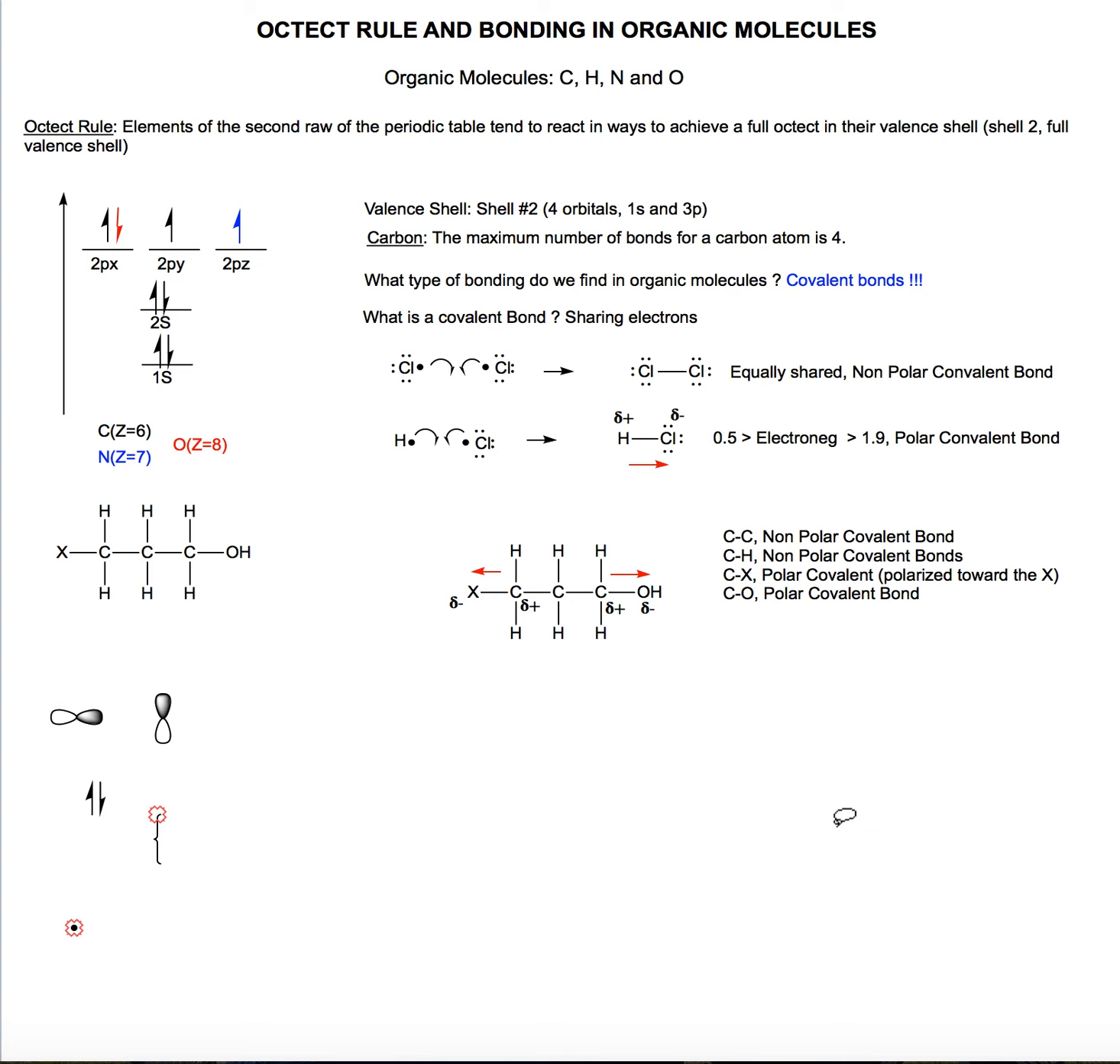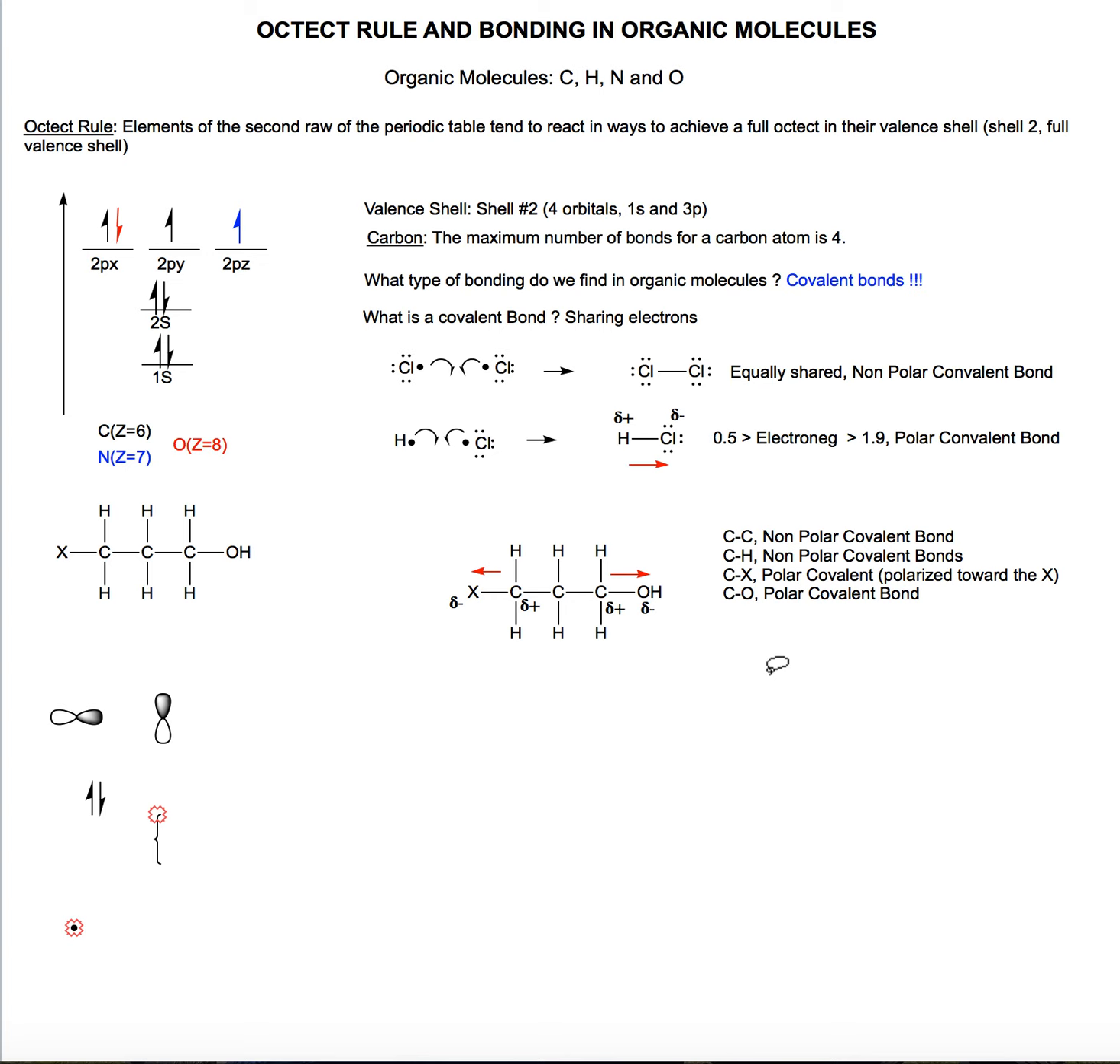So once again, octet rule: atoms in the second row react to complete 8 electrons in the valence shell. That's how they achieve stability. Okay? Now, bonding is by sharing electrons. Those are covalent bonds. You can share the electrons equally when both atoms have the same or similar electronegativity. That's a nonpolar covalent bond. I gave you the example here of carbon-carbon bonds or carbon-hydrogen bonds.